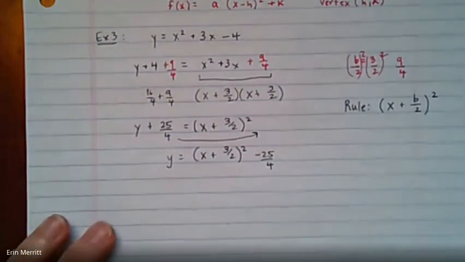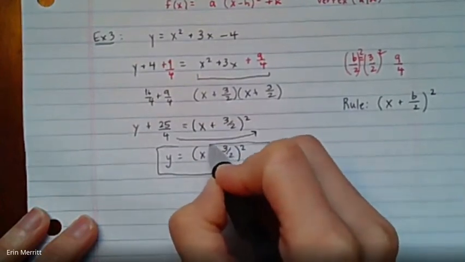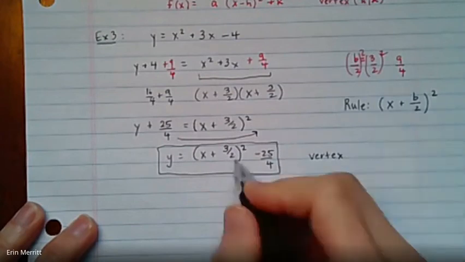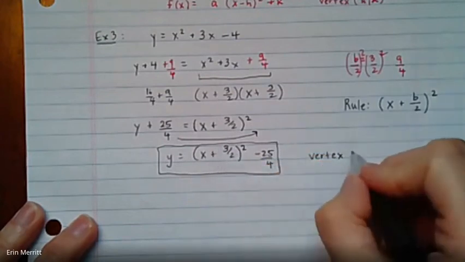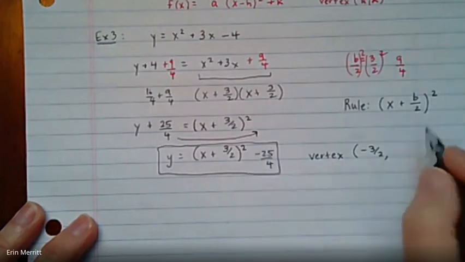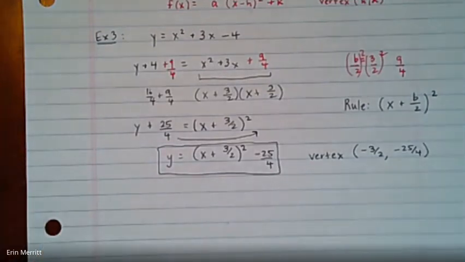All right, so this is our vertex form right here. It means the vertex is a little messy this time. That's all right. That happens. So the vertex, it's the opposite sign here. So it would be negative 3/2, and then shifting down here, so minus 25/4.